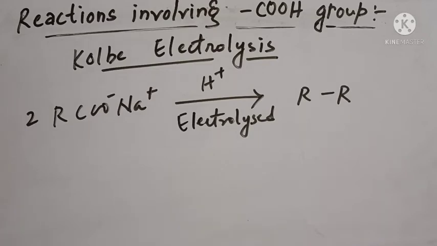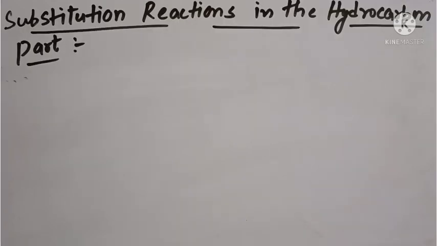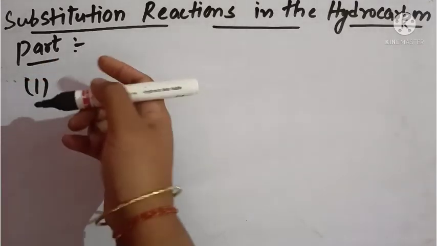So now let us discuss another type of reaction which involves the hydrocarbon part of the carboxylic acid. That means what kind of substitution is there in the hydrocarbon part of the carboxyl group or that particular carboxylic acid. Now let us see the substitution reactions in the hydrocarbon part of the carboxylic acids. So in this case, the first reaction under this type is the alpha halogenation.